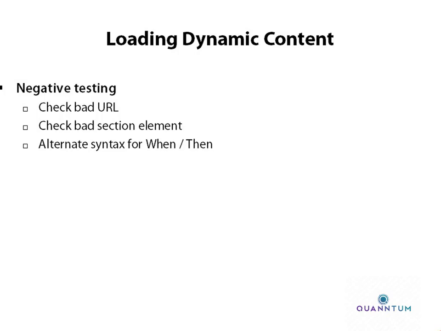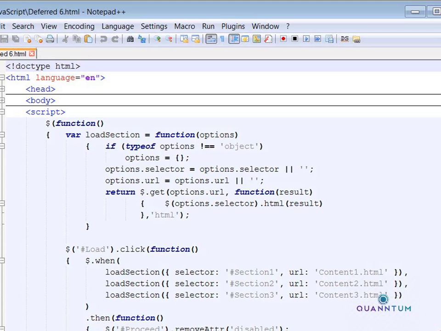We're going to do some negative testing now. This will also allow us to explore an alternate syntax available to use in the when-then block. Here's the code as it stands right now. We recently asked what would happen if we used a bad URL. Let's change the first URL to something we know doesn't exist. In this case, we'll change it to content-11 instead of content-1.